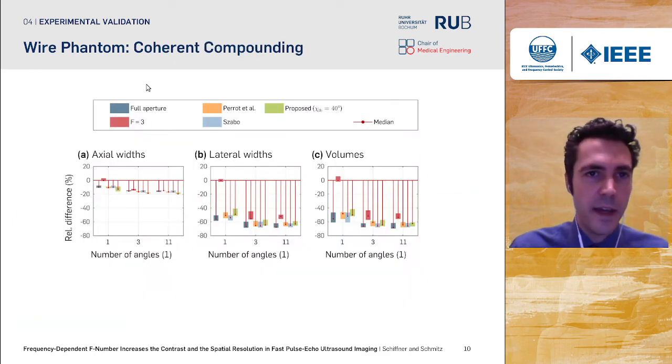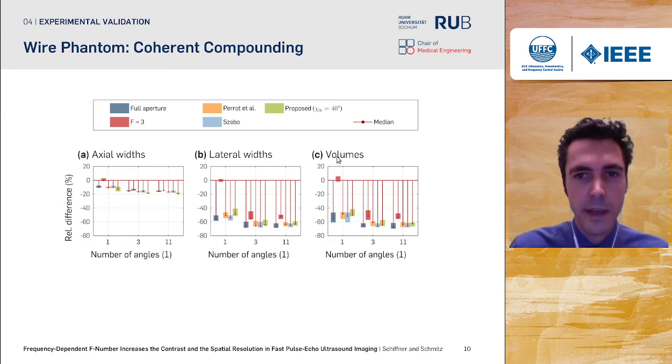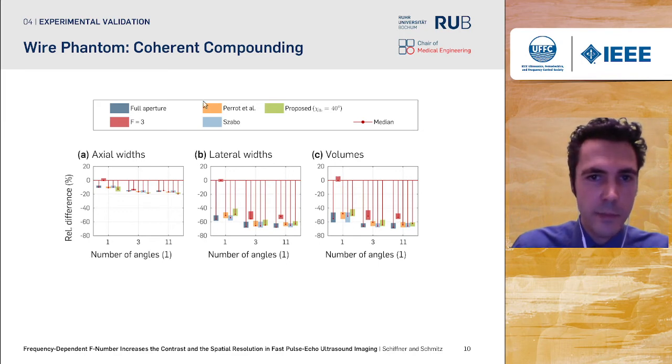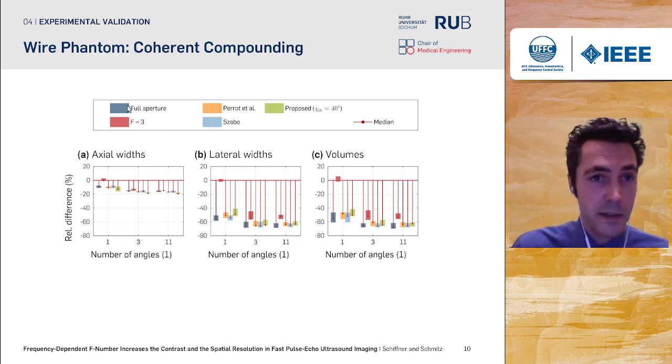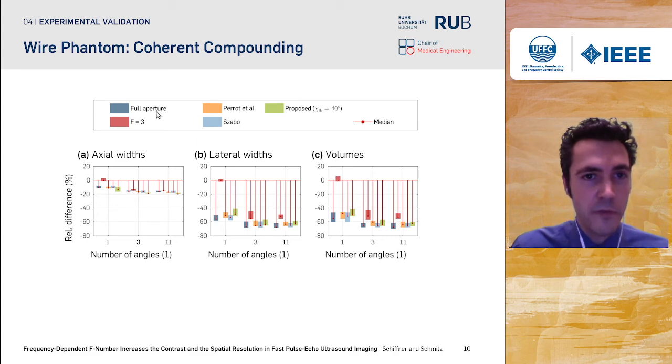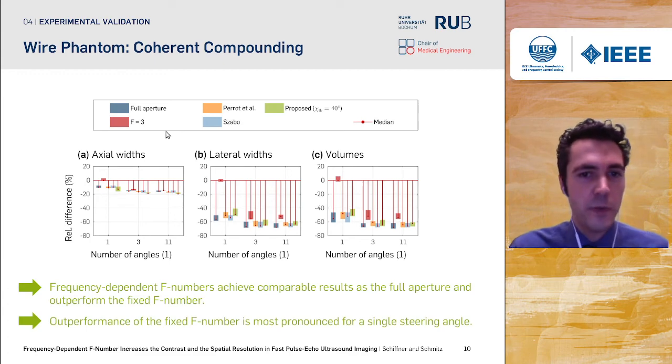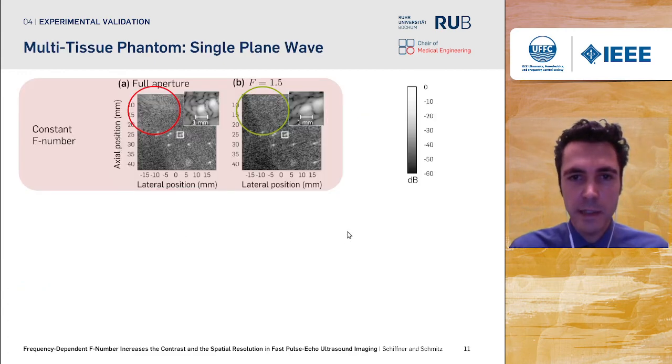To investigate the effect of the coherent compounding, we computed the axial widths, the lateral widths, and the volumes of the wire targets for 1, 3, and 11 steering angles. Shown here are median values and the interquartile ranges. The frequency-dependent F numbers achieved similar axial widths, similar lateral widths, and similar volumes as the full aperture. They outperformed the constant F number of 3. This outperformance was most pronounced for a single steering angle.